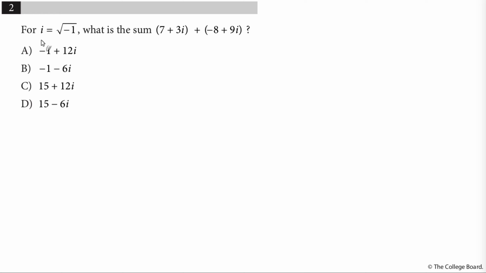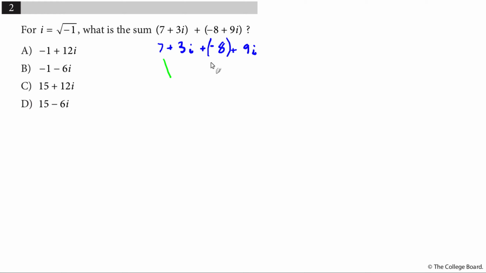Okay, for i equals the square root of -1, which is what we define i as, what is the sum 7 plus 3i plus -8 plus 9i? And so this is just combining like terms. There's really no more to it. Now you can, since there's a plus between them, just write it out like this: 7 plus 3i plus -8 plus 9i. Some people really love to have parentheses around that -8. That doesn't really matter. And then you can combine the like terms.